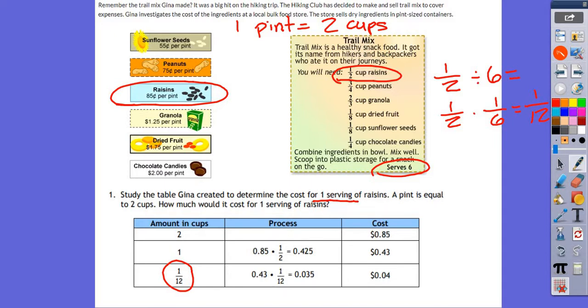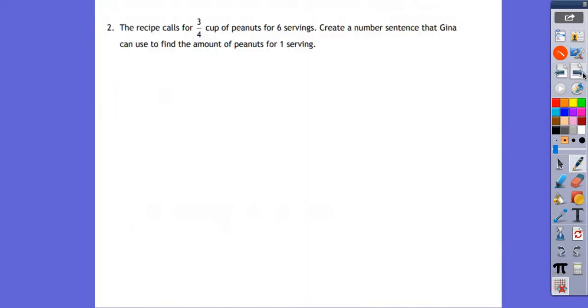Then I was like, well, how'd she get 4 cents? She multiplied 43 cents times 1/12, got this. How did that translate to 4 cents? She rounded, because how many decimal places are in money? 2, so the 5 rounded the 3 up. Okay, so I studied Gina's work. Now we're going to do some computing in the same manner.